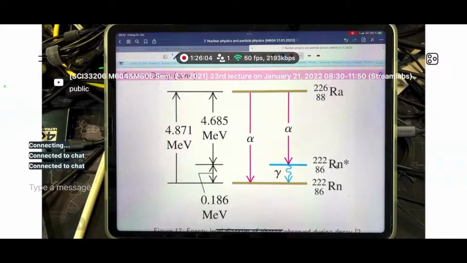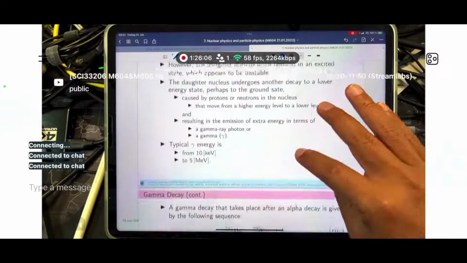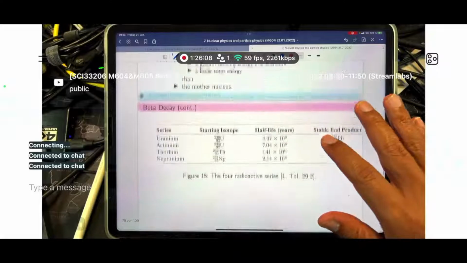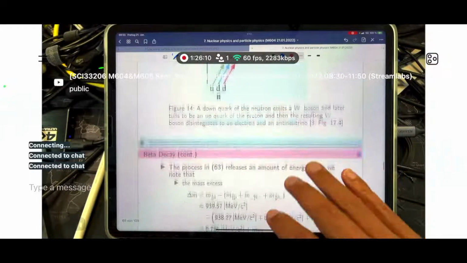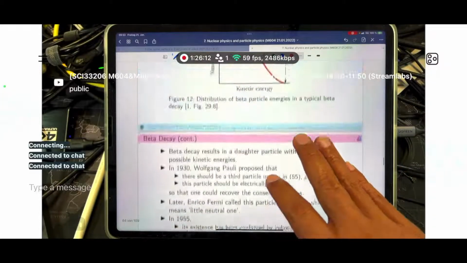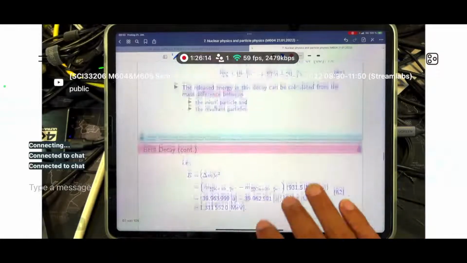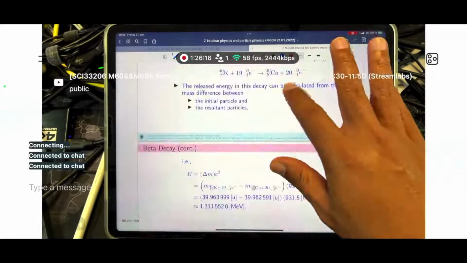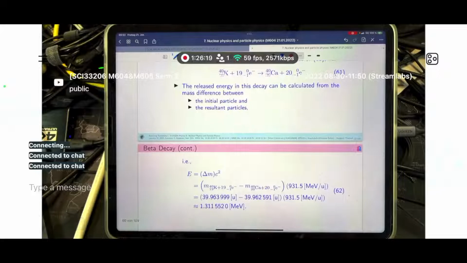Today is Friday, right? So we need to have the homework. The homework is about the beta decay process or alpha decay process. Compute the released energy of the nucleus in alpha or beta decay process. Only one problem. See you next week.